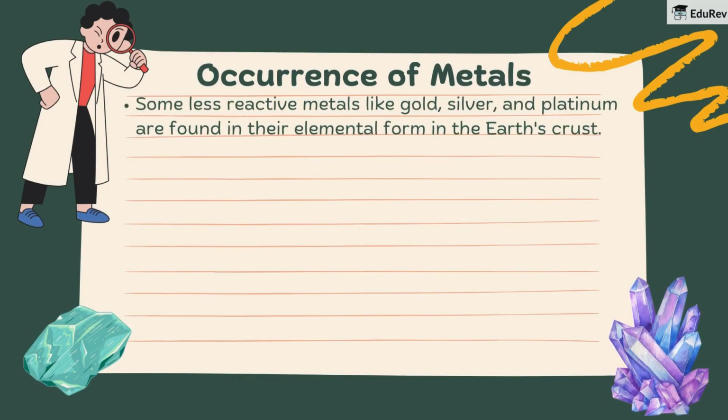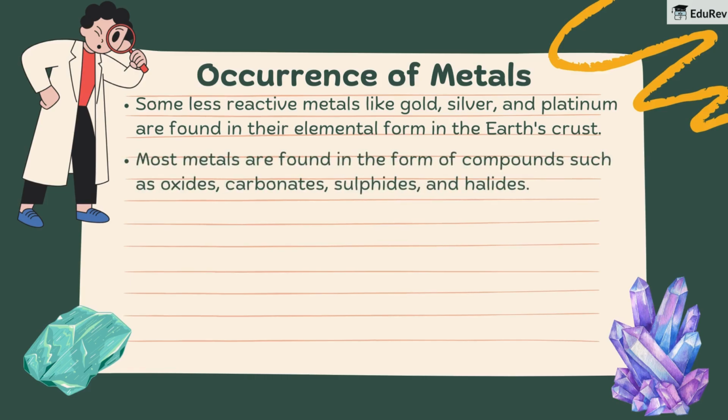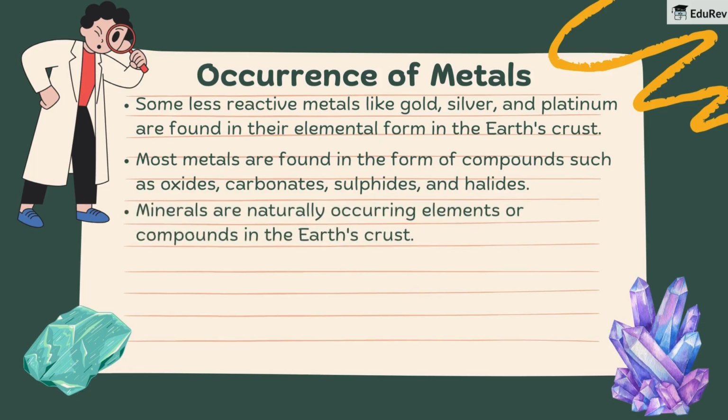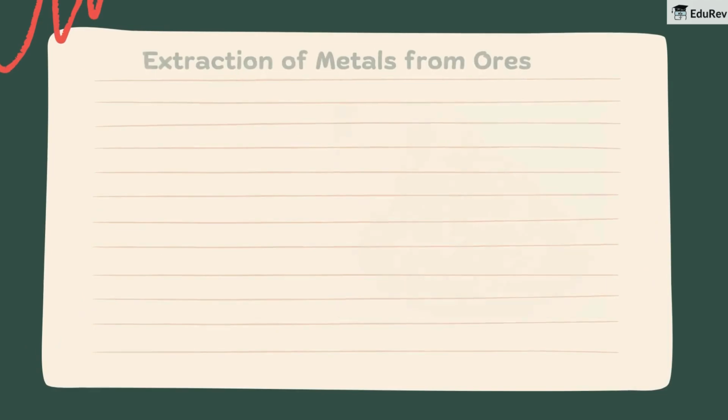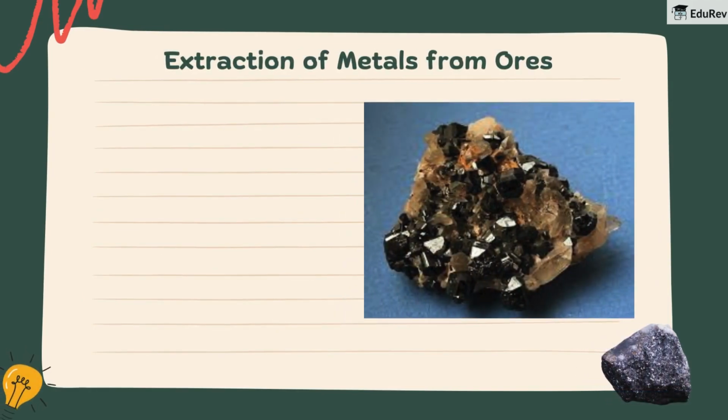Some less reactive metals like gold, silver and platinum are found in their elemental form in the Earth's crust. Most metals are found in the form of compounds such as oxides, carbonates, sulfides and halides. Minerals are naturally occurring elements or compounds in the Earth's crust. Ores are minerals from which metals can be profitably extracted, while gangue refers to the impurities in the ore, like rock and sand particles. Extraction of metals from ores.